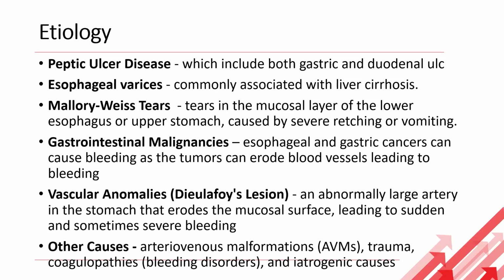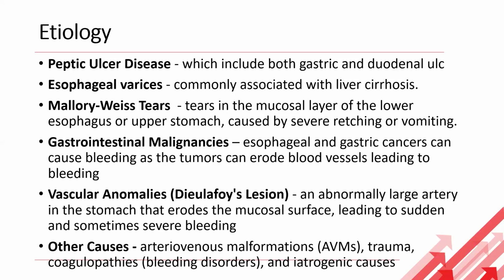Going into the etiology of upper GI bleeds, like we've said, it's mostly things that affect your esophagus, your stomach, and your duodenum. We're looking at things like peptic ulcer disease, which could be both gastric and duodenal. You can have esophageal varices, which are mostly associated with liver cirrhosis, and these tend to bleed quite a lot. Esophageal varices are very tricky.